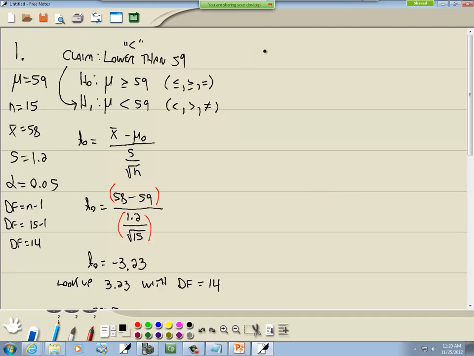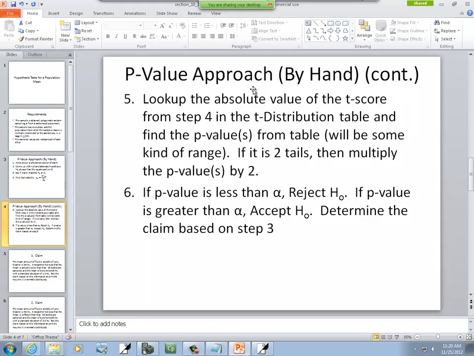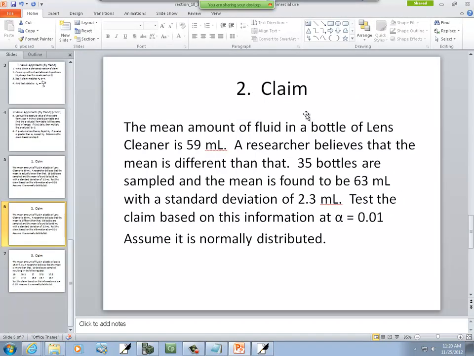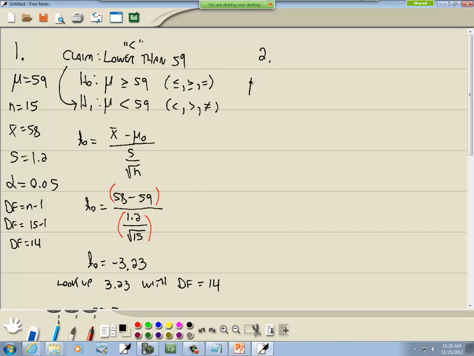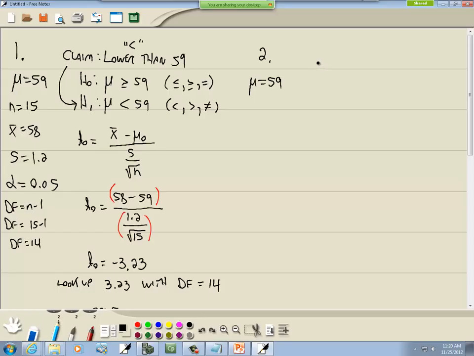Let's look at our second one here. The mean amount of fluid in a bottle of lens cleaner is 59. So mu is 59. The researcher believes that the mean is different than that. So the claim is different than 59.